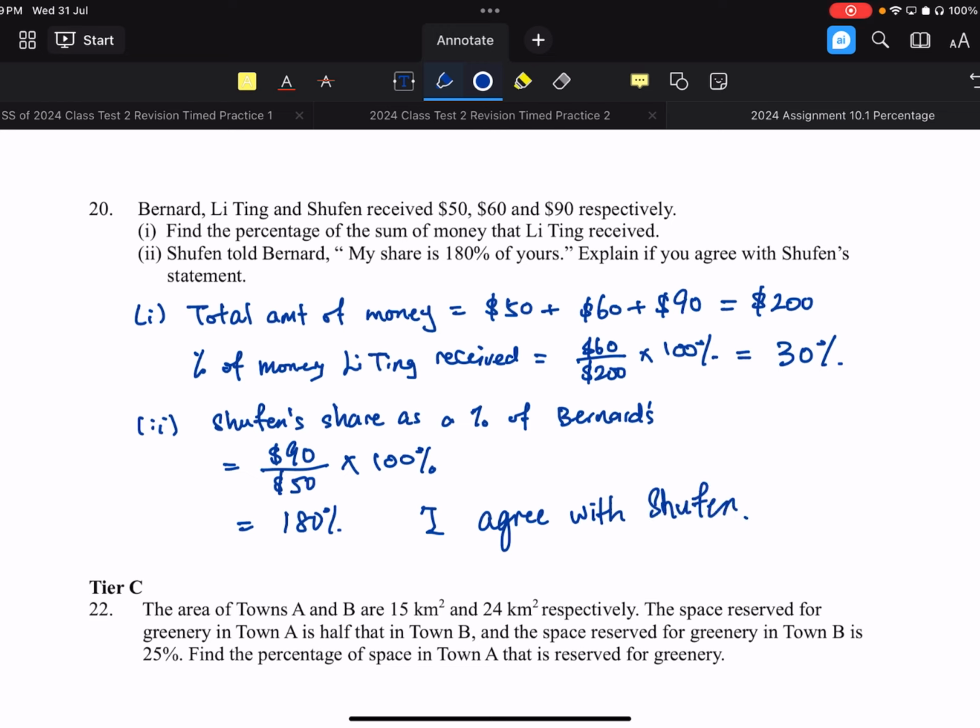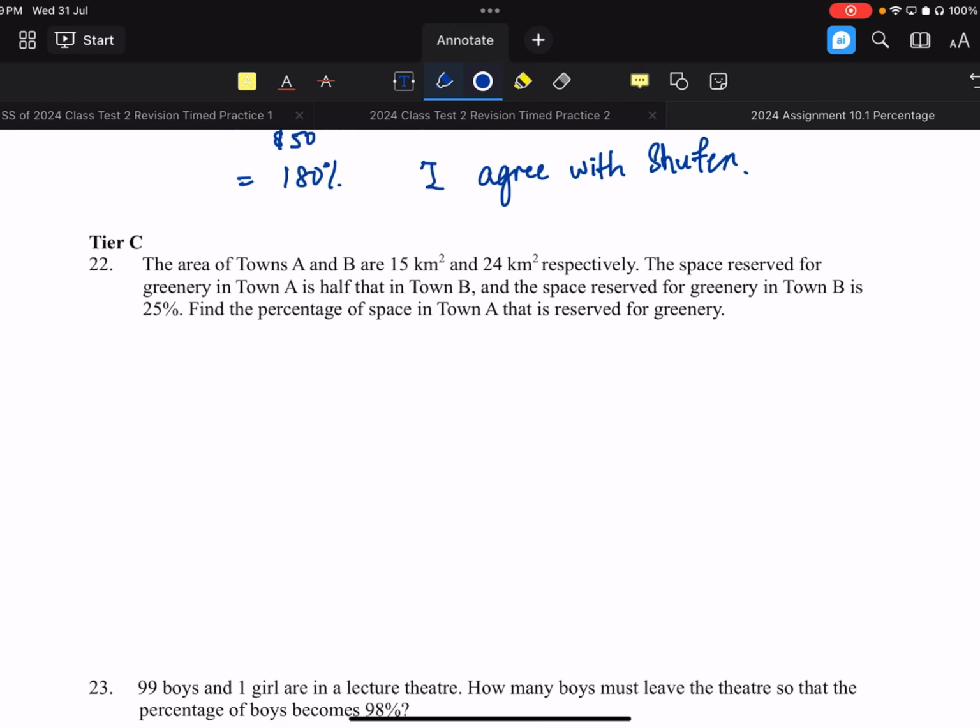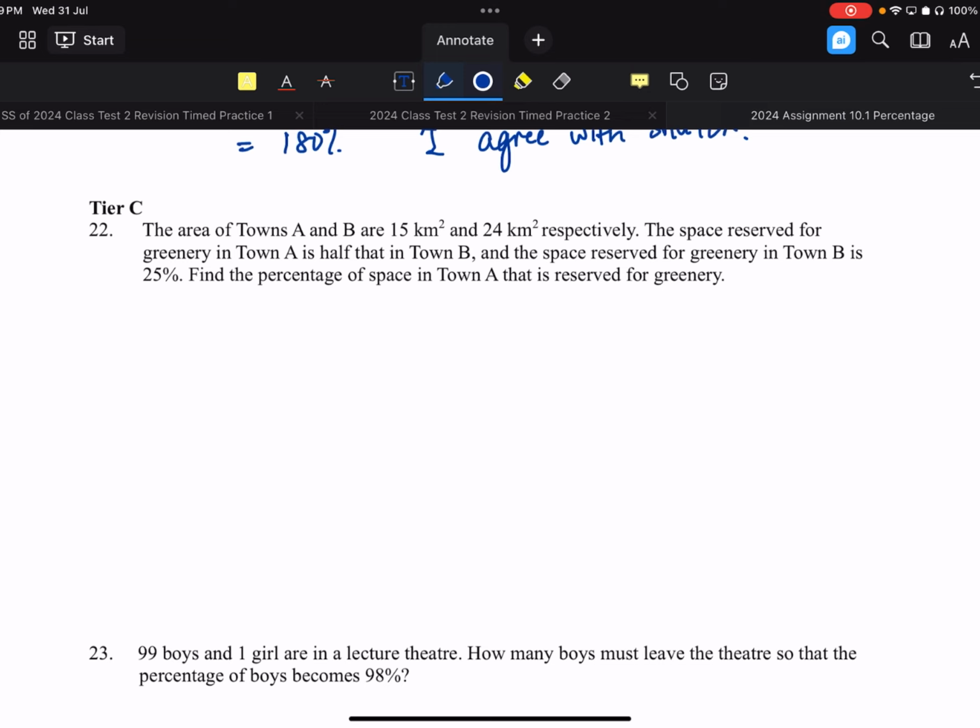There we go. Okay. So next one, tier C question. What happened is down here we are comparing area. Next year in Sec 2 you will be dealing with questions where sometimes we compare length, and then when we want to compare proportional to the area we need to square it. But we are not dealing with that at this point of time, so you don't have to worry. Now we are just straight up comparing the areas.